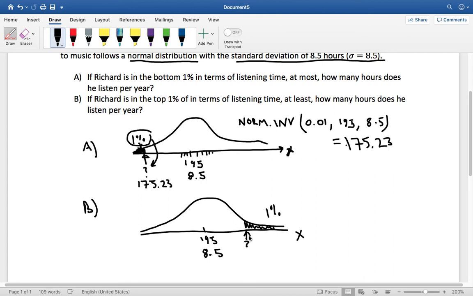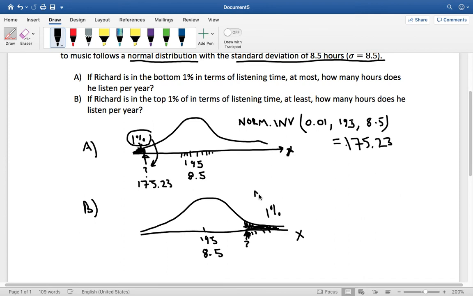If Richard is somewhere in the top 1%, he didn't say he's exactly here, but this is the top 1% in terms of listening time. What is the minimum number of hours he spends listening per year? So this would be the least, because remember it's an increasing number line. The top 1% of people listen to this amount, or this amount, or this amount, but they all listen to at least this value in here. And that's what we want to find.